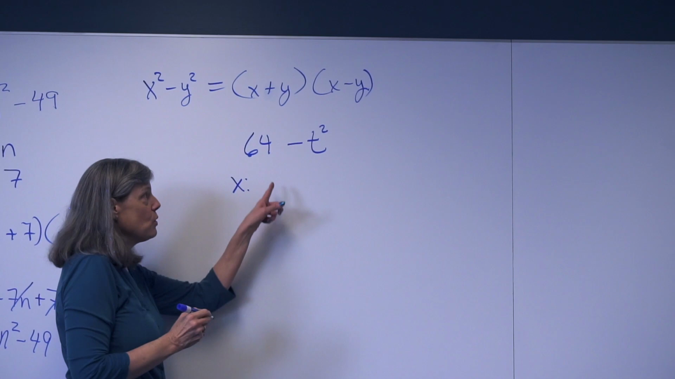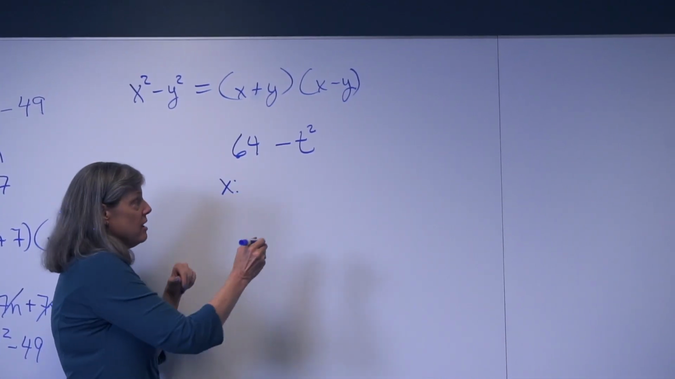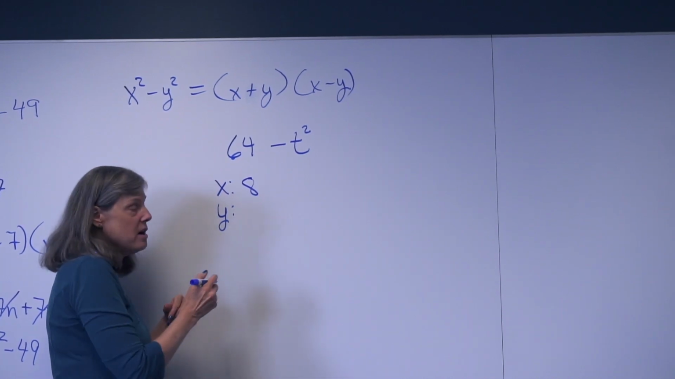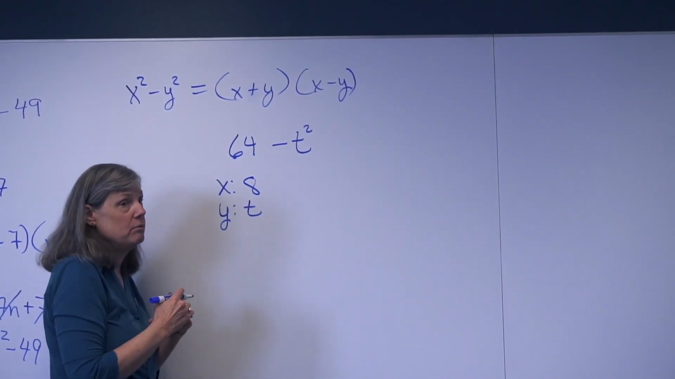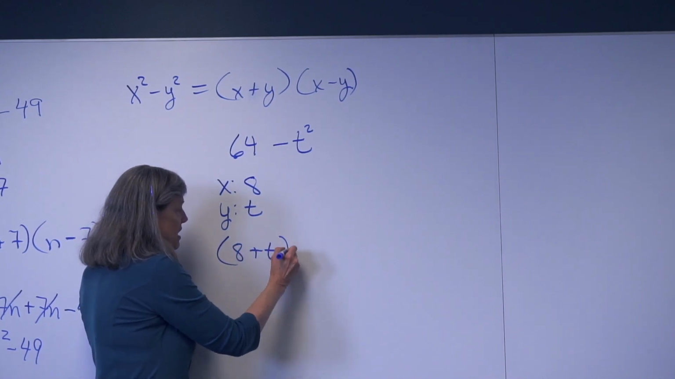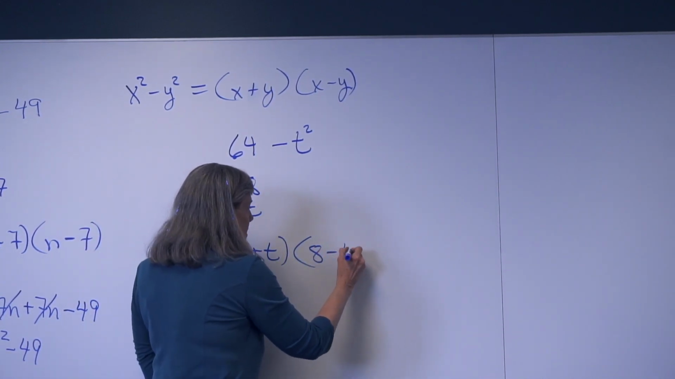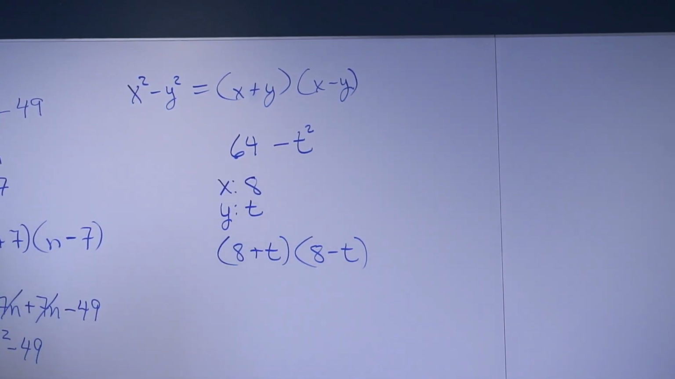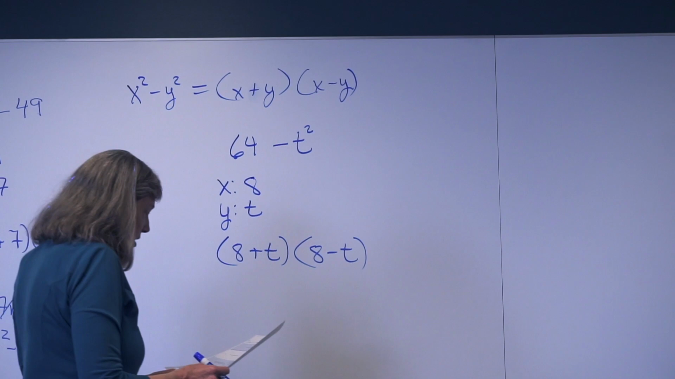Can I get an even square root of 64? Yes. Can I get an even square root of t squared? Yes. Oh, difference of squares. So 8 plus t, 8 minus t. Just going to do a couple more, just to give you some practice. Oh, one more, I think.